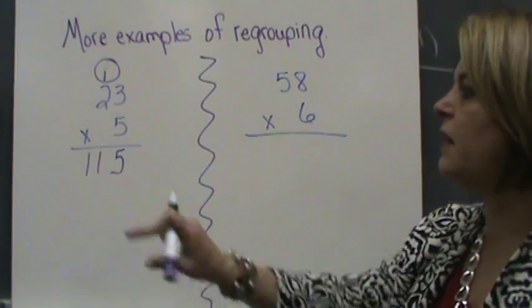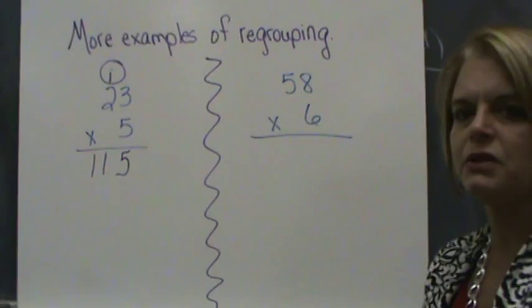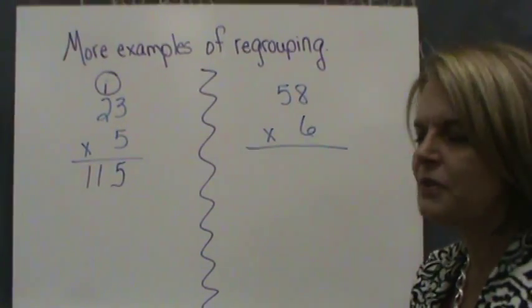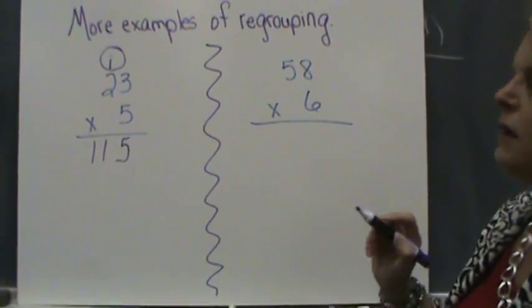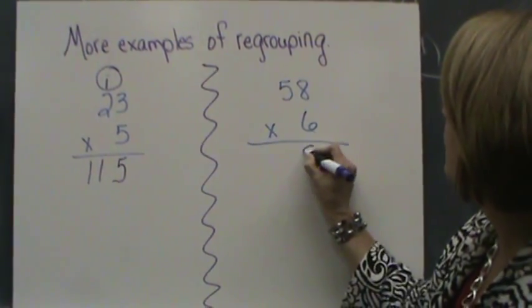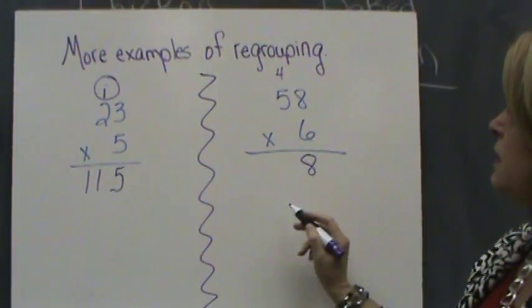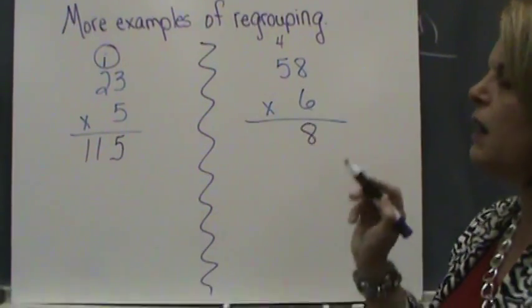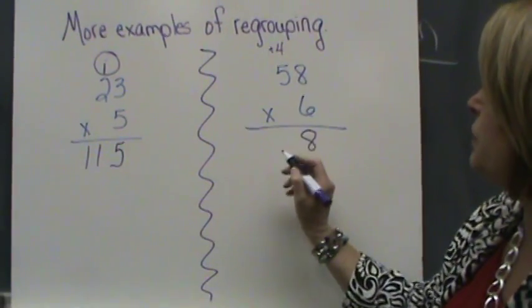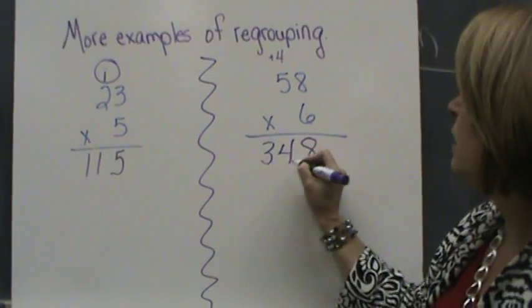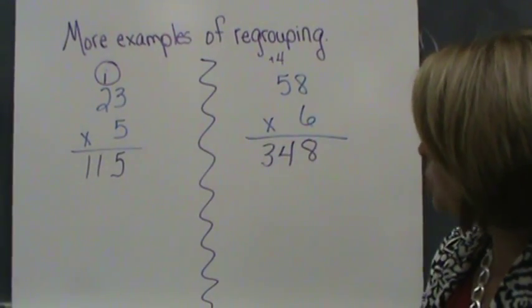Alright, so look at what you did there. And if you want to stop the video now and try 58 times 6, you can do that and then come back and we'll work it together. Alright, so let's work it. 6 times 8 is 48. Carry my 4 over the tens place. Then I say 6 times 5 is 30. I'm going to add this 4 in. 30 plus 4 is 34. So 58 times 6 is 348.